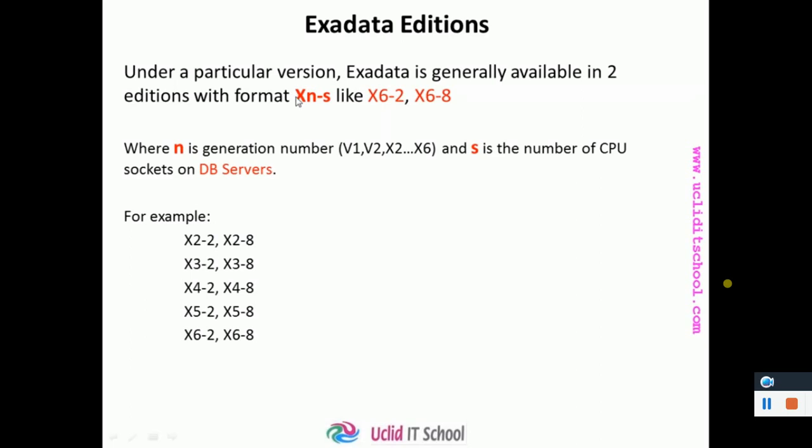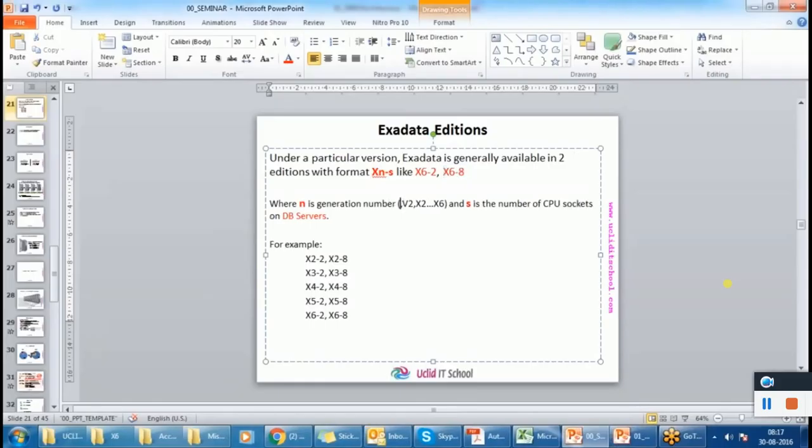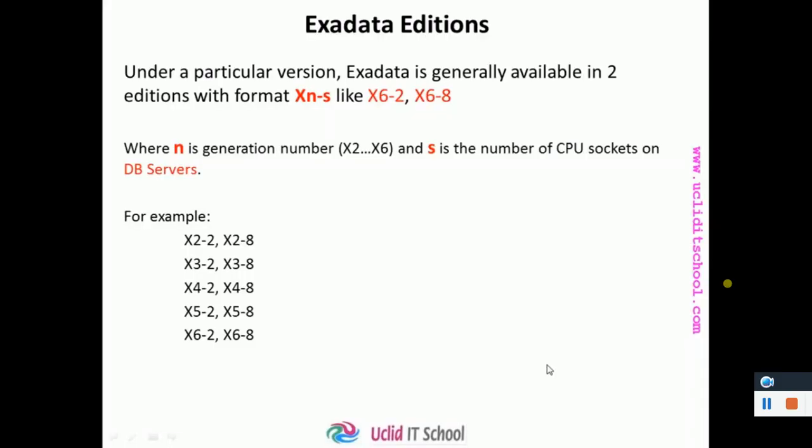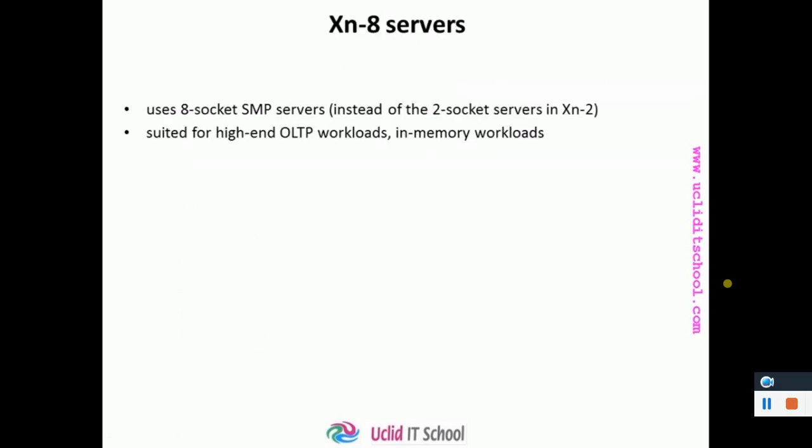Now the general format is X-N-S, where N stands for the version number or generation number, and S stands for the number of CPU sockets on the database servers. So suppose you take the latest version, X6-2 and X6-8. What is the difference between these two servers? The X6-2 database server will have two CPU sockets, whereas the X6-8 server will have eight sockets. This slide shows you that.